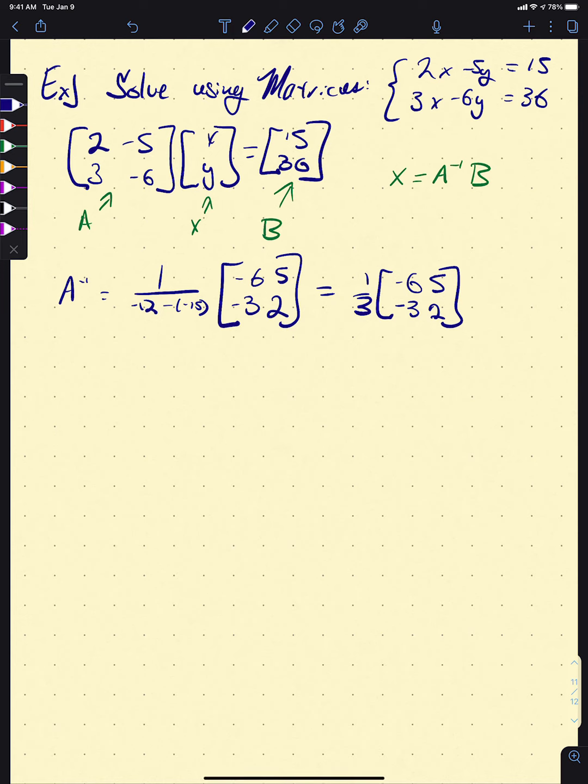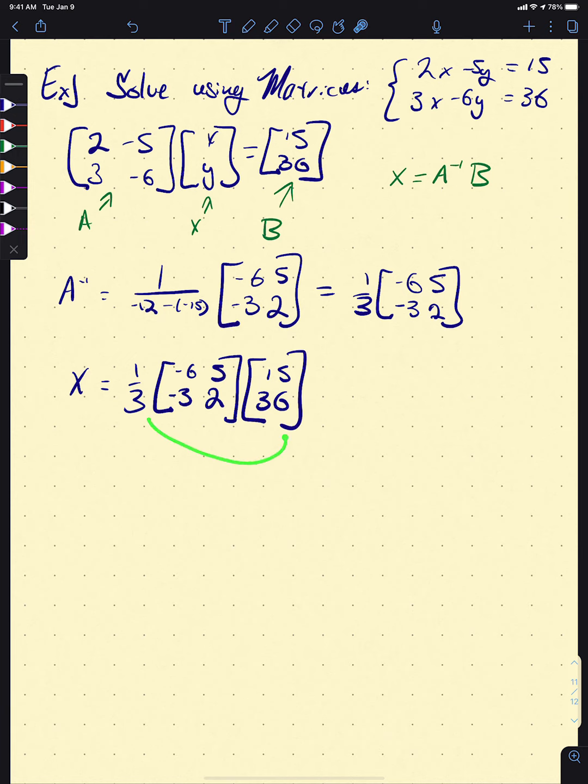And here's a thing that's really nice, right? Our matrix multiplication is associative, even with our scalars, right? So if we have that x equals A inverse B, it's 1/3 -6, 5, -3, 2, times our b of 15, 36, what I can do is I can do this multiplication and then multiply by 1/3. Then I don't have to worry about my fractions until the end, because these two would give me some pretty nasty fractions, right? So what happens when we carry that out?